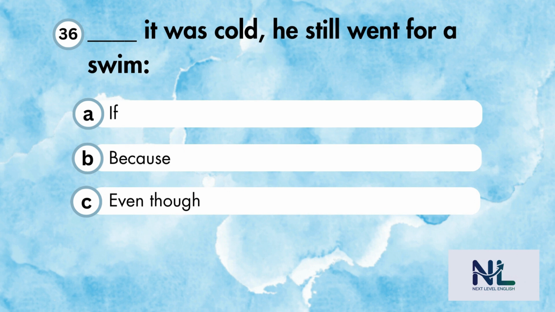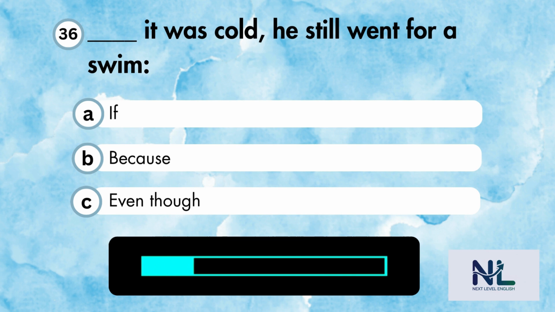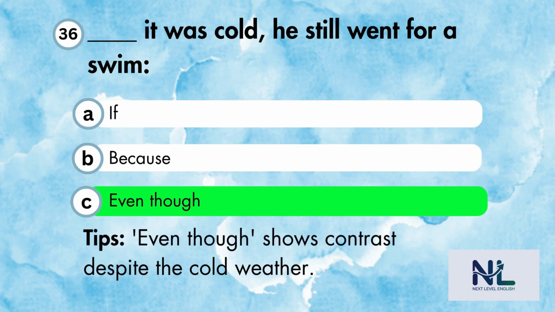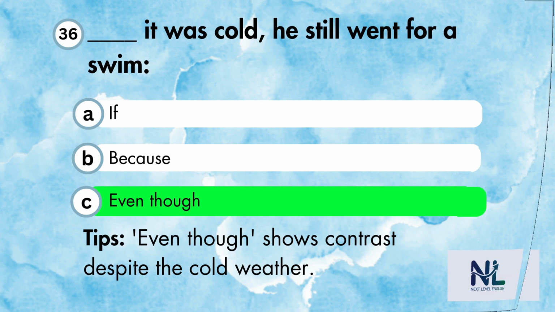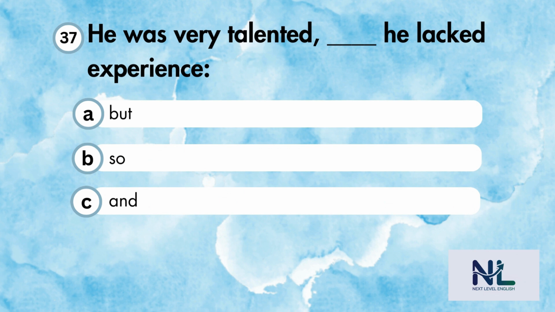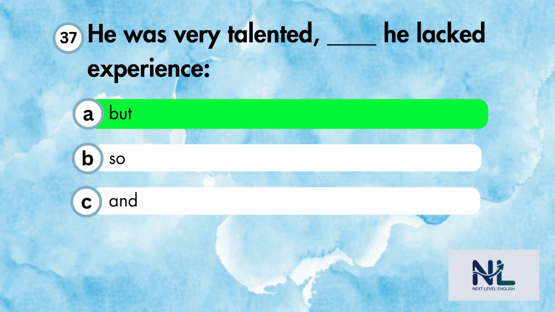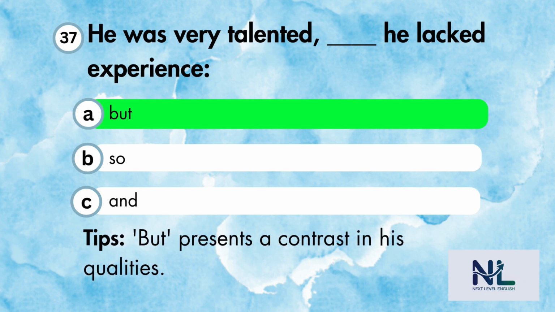36. It was cold, he still went for a swim. Even though. Tips, even though shows contrast despite the cold weather. 37. He was very talented. He lacked experience. But. Tips, but presents a contrast in his qualities.